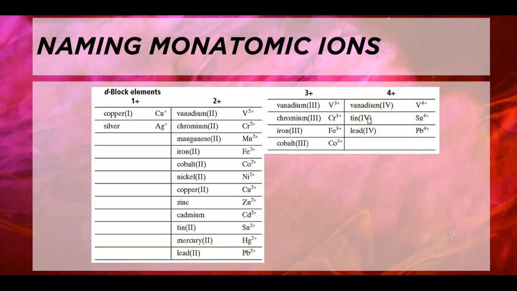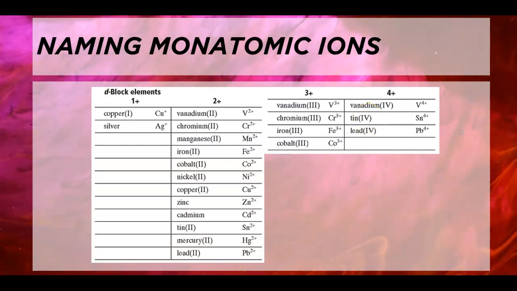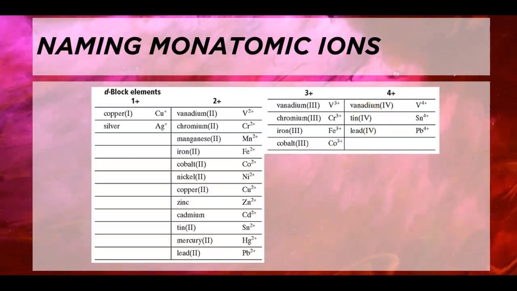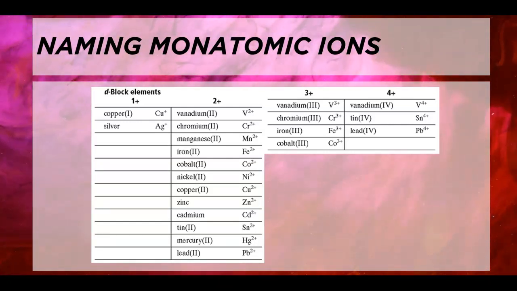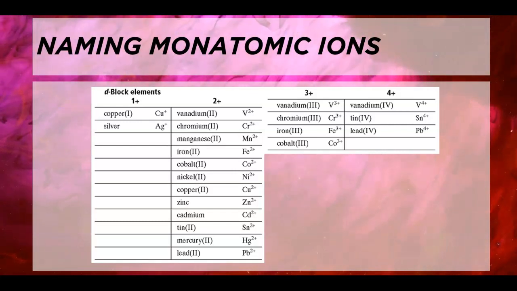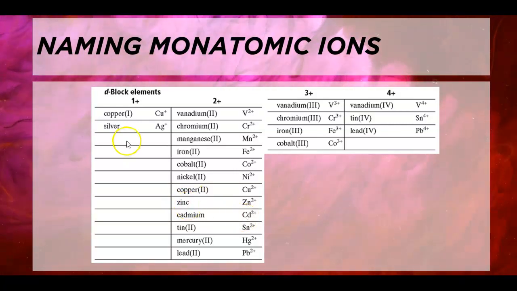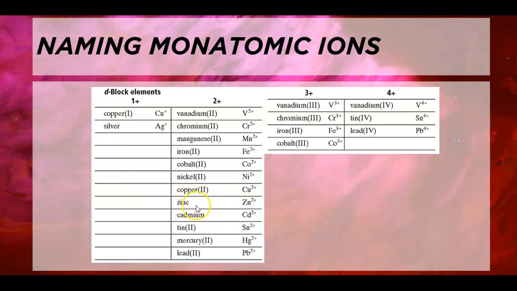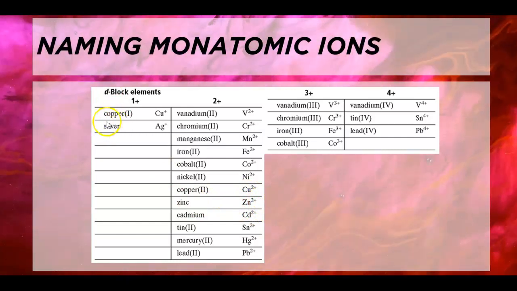We use the Roman numeral to tell us what the charge is sometimes for positive ions. Now we don't always have to do that. We only use the Roman numerals when there is more than one possibility. If you see zinc here, silver, they don't make multiple ions typically, so zinc will just be zinc, silver will just be silver.